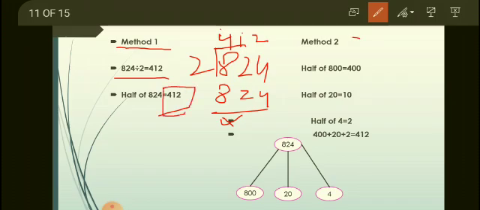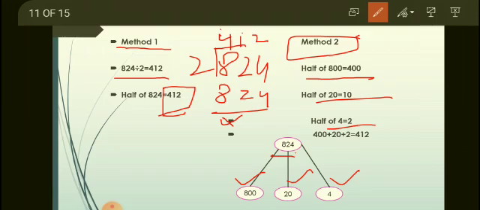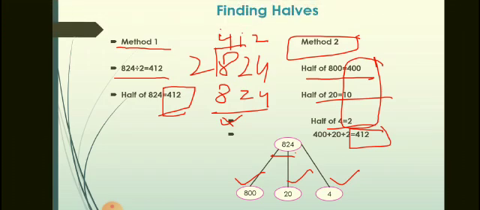In method number 2, again we split the number into place values, like 824 is going to be 800, 20 and 4, the expanded form of 824. So half of 800 is 400, half of 20 is 10, and half of 4 is 2. By adding them we get the half of 824.